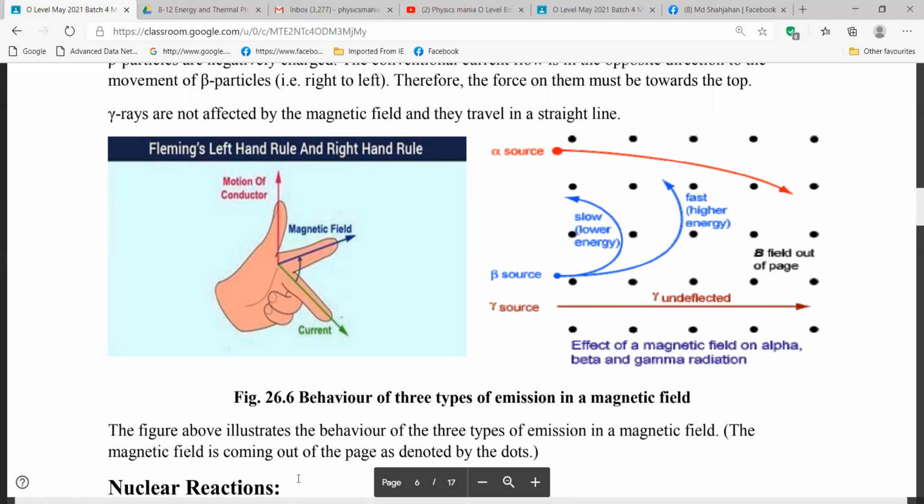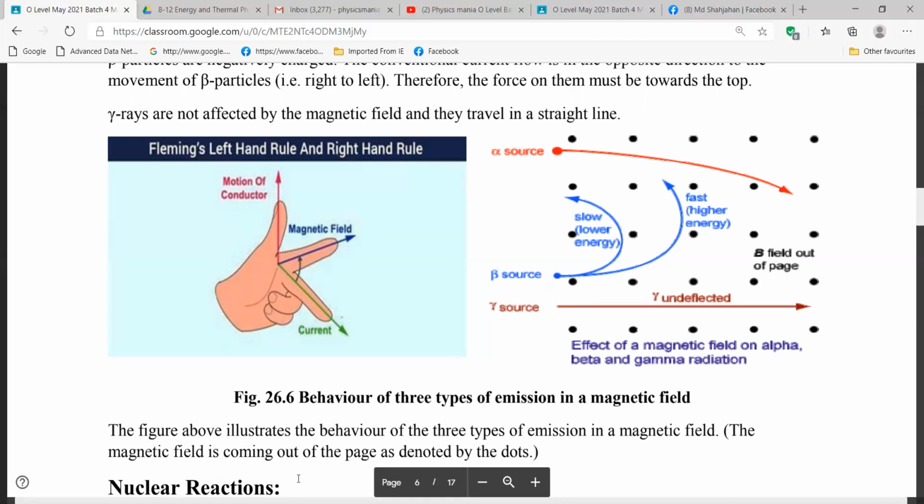Yes, sir. Now, sir, I need to ask one more thing. I used the left hand rule for alpha. The magnetic field was towards me. Yes, towards you. But for alpha and beta, I need to change the hand position. Was it because of the motion of conductor?